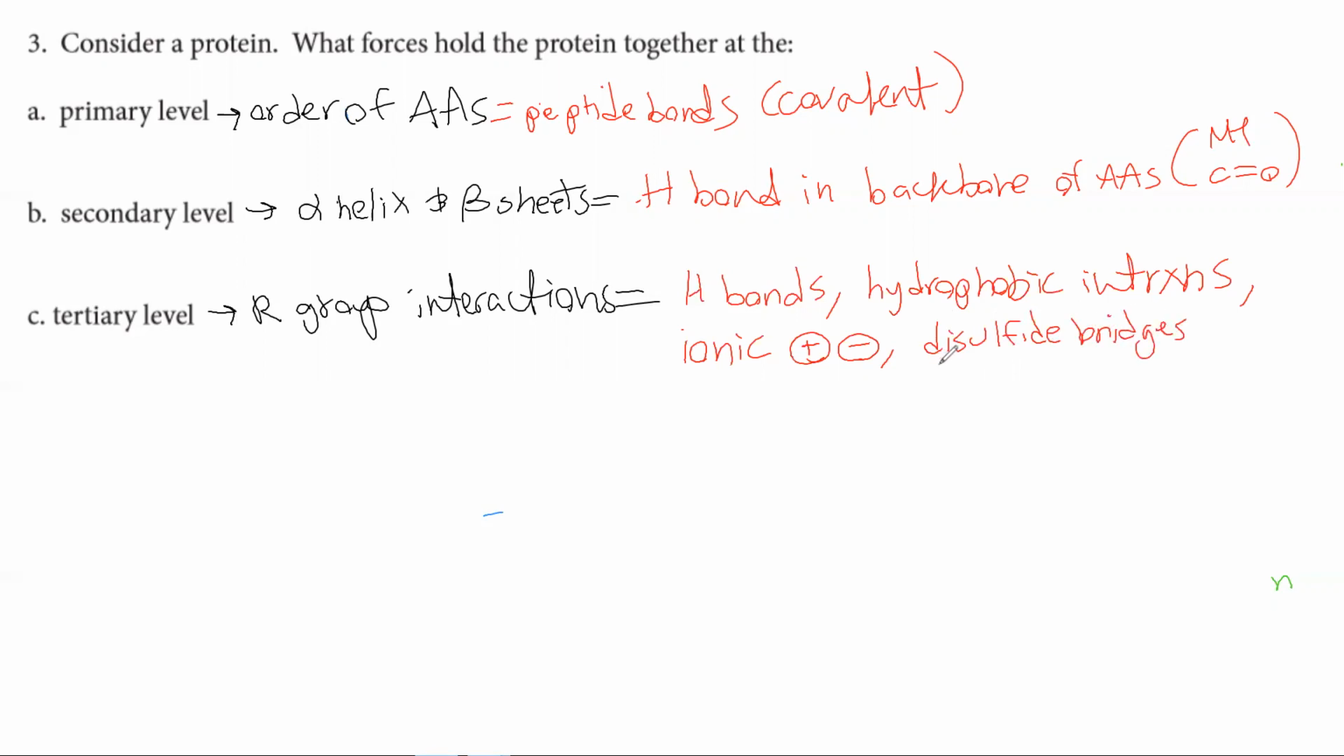These bridges are actually the only type of covalent bond at the tertiary level. And it's only the amino acid cysteine that can do this. So cysteine can make disulfide bridges. Okay, cool. So at the tertiary level, really all types of interactions are possible.